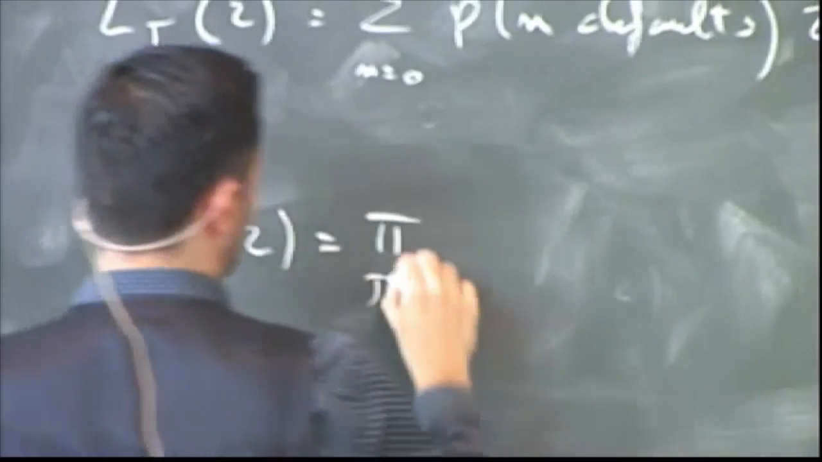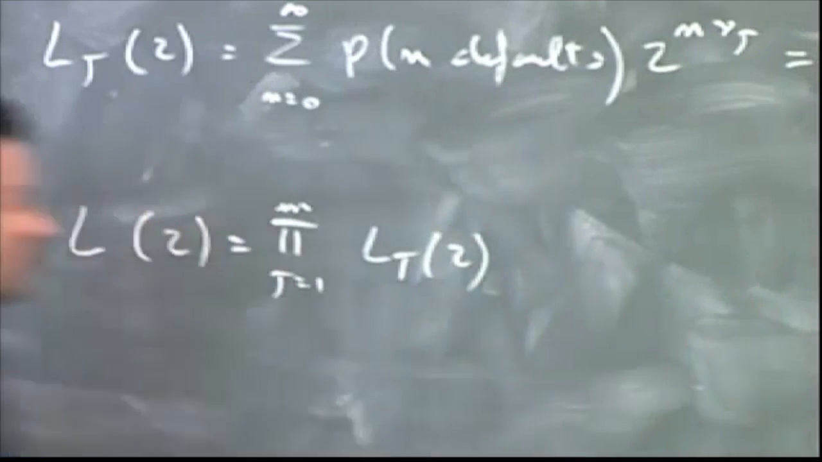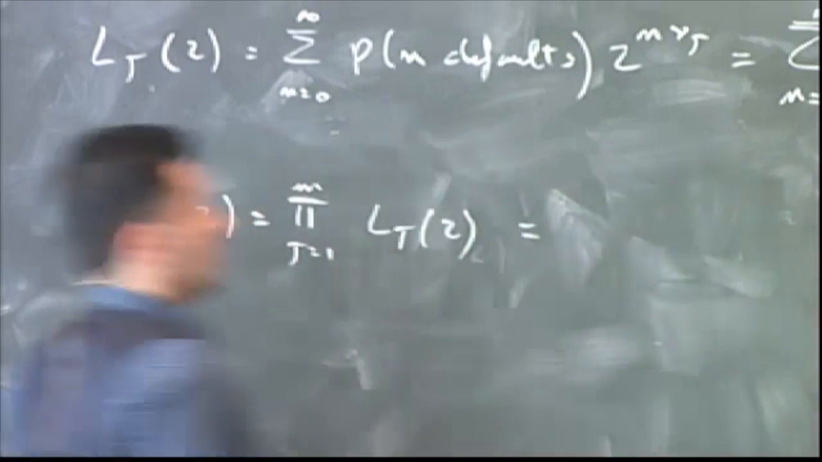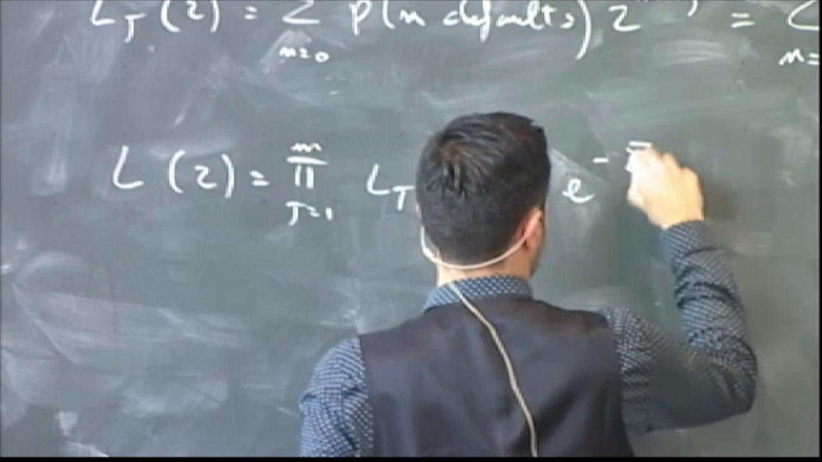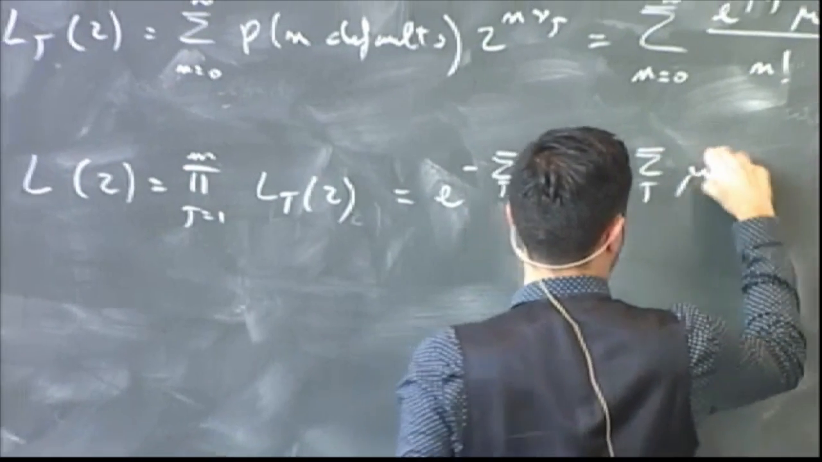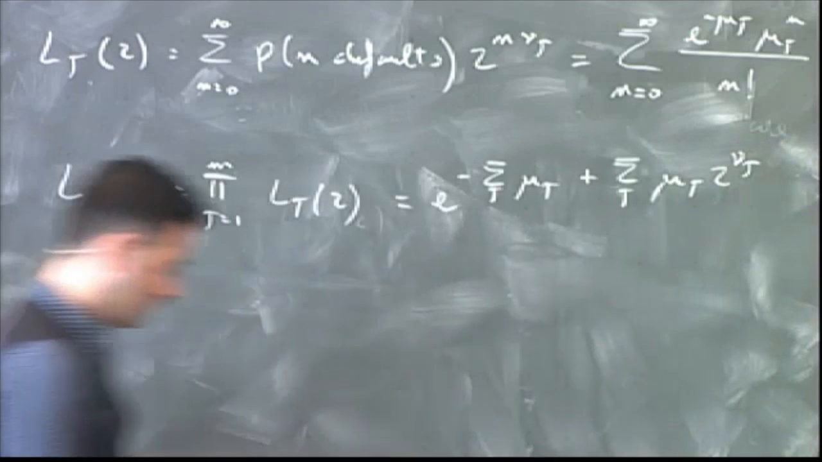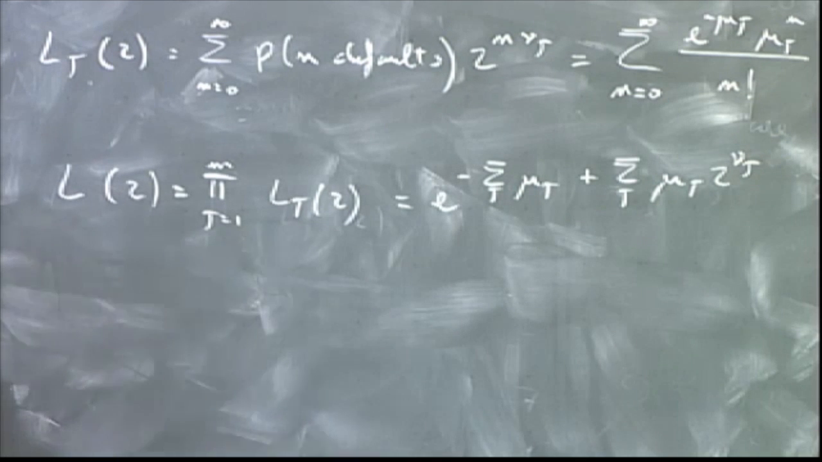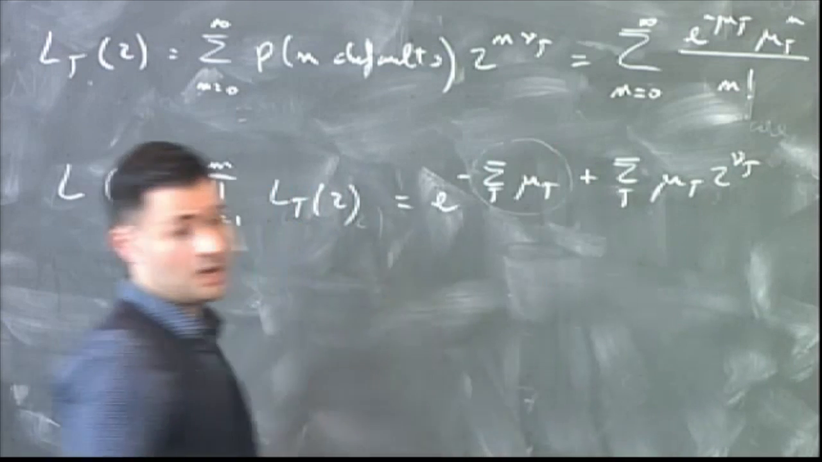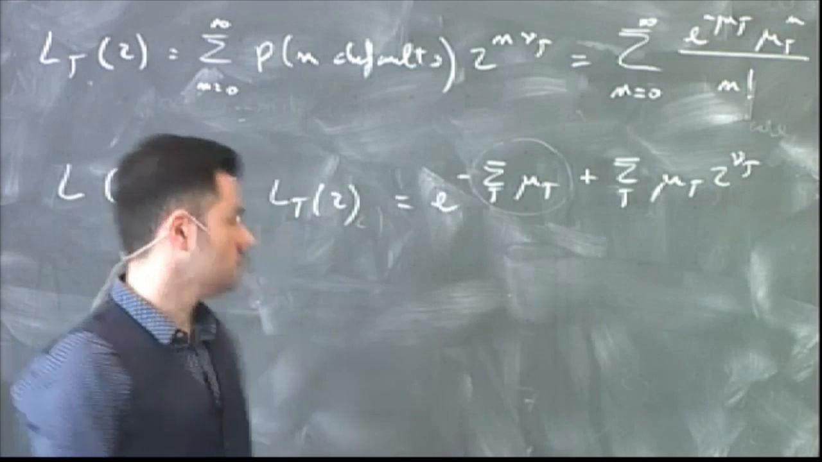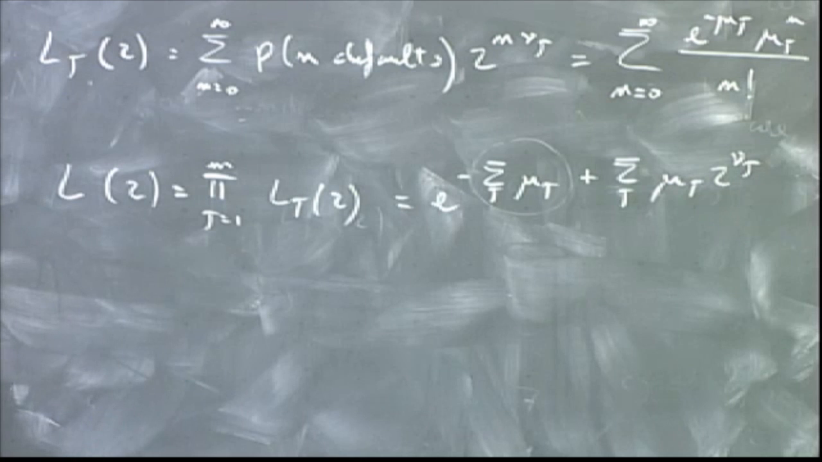Now, if this is L_j, my L(z) will be the product over j from 1 to m of the L_j's. Okay? Take the product of these guys, and here you will have e to the minus the sum over j of μ_j, okay, plus the sum over j of μ_j z^μ_j. This guy, if you want, you can substitute μ. And okay, but it's totally irrelevant.